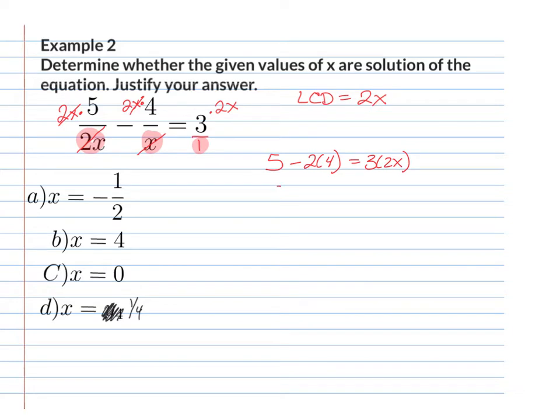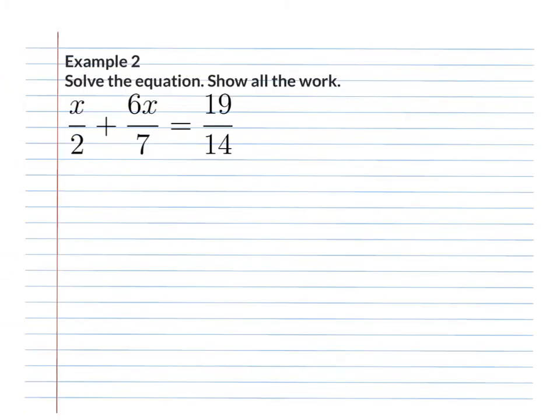And then I'm going to simplify it. I'm going to get 5 minus 8 is equal to 6x. I'm going to combine my like terms on the left side, and I should have negative 3 is equal to 6x. I'm going to solve for x, so I'm going to get rid of that 6 by dividing both sides by 6. And now if I simplify that, I'm going to get 1/2 is equal to x. That means my answer is A.